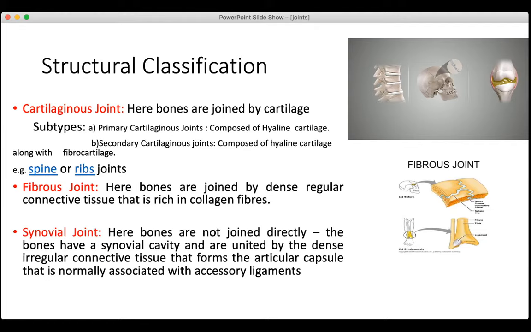Okay, so these are the three types of joints on the basis of structure: cartilaginous joint, fibrous joint, synovial joint. The cartilaginous joint example is the spine and ribs, the fibrous joint example is your skull, where we have sutures, which is the name of the joint. And the synovial joint, which allows good movement and has a synovial cavity, has the example of the knee joint. So these are all about structural classification.